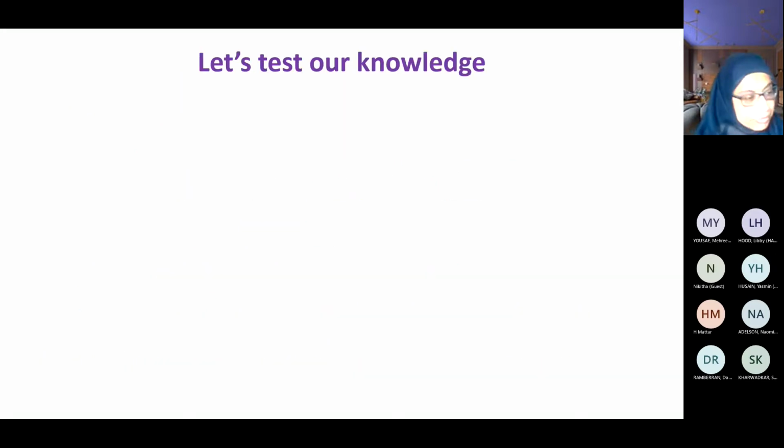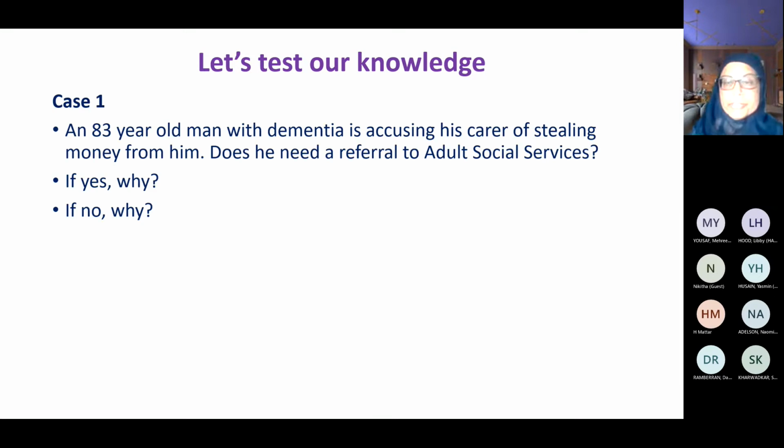So let's quickly test our knowledge. I'm sorry, I know we're nearly up to the 30 minutes, but if you can stay, please do so. And I would like you to put in the chat or lift yourselves off mute. So case 1, we've got 3 cases. An 83-year-old man with dementia is accusing his carer of stealing money from him. Does he need a referral to adult social services? If yes, tell me why. If no, tell me why. Anybody like to lift themselves off mute to answer that one?